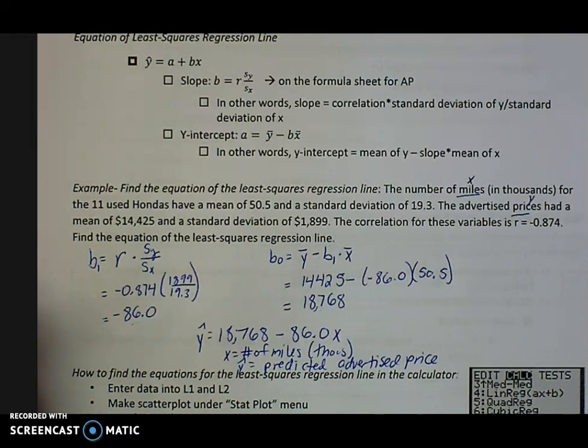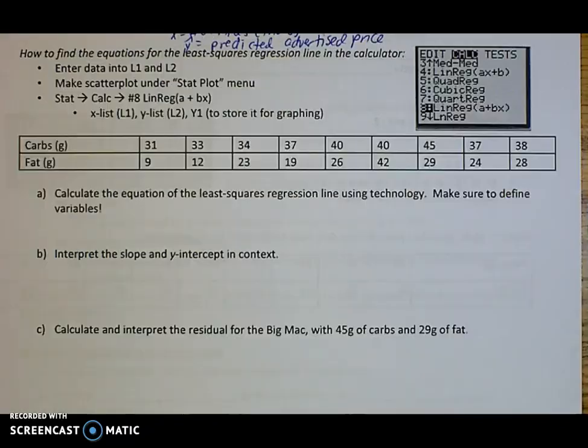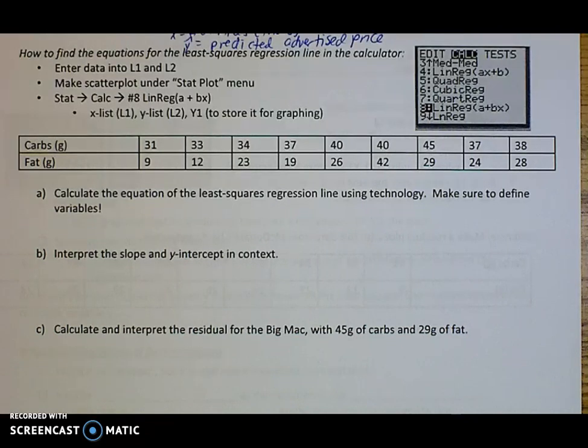Now, what if you're actually given the raw data? If you're given the actual numbers and we want to find the equation, we're going to use our calculator. You're going to enter your data into your list 1 and your list 2. Now, when you're trying to find the correlation coefficient r, it doesn't matter where you put x and y. It could go either one. It does matter for the line of best fit, for the least squares regression line. It will give you different equations. So be careful to put x in list 1 and y in list 2.